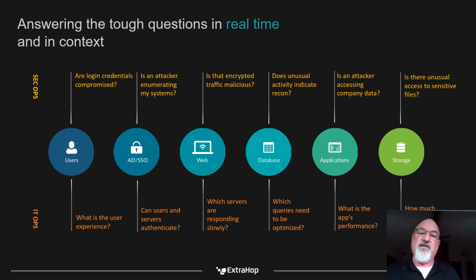From a security ops perspective, is that encrypted traffic malicious, right? So is it dangerous? Is it potentially bad? From the IT ops perspective, which queries need to be optimized? Does unusual activity indicate recon? Is an attacker accessing your company data? What's the app's performance? Is there unusual access to sensitive files? These are all things that you really need to think about having visibility into.